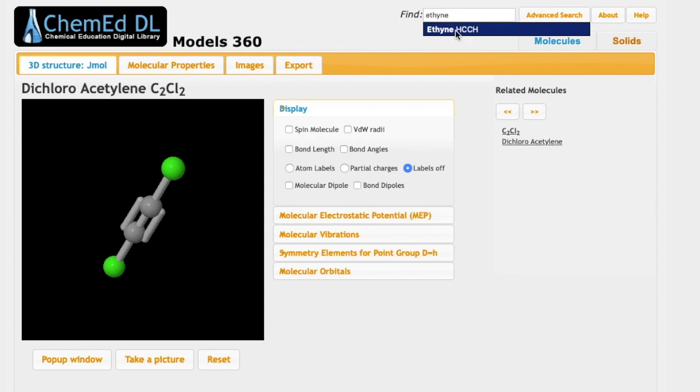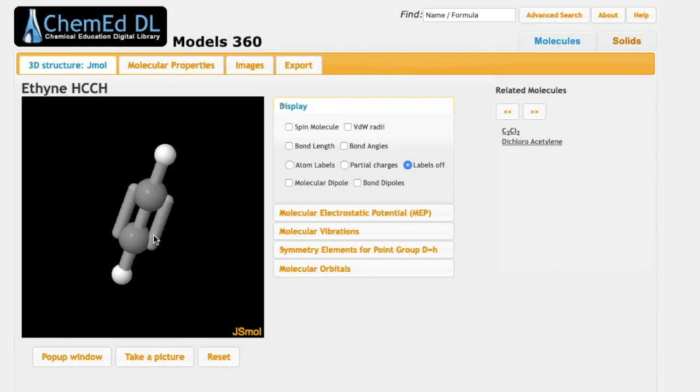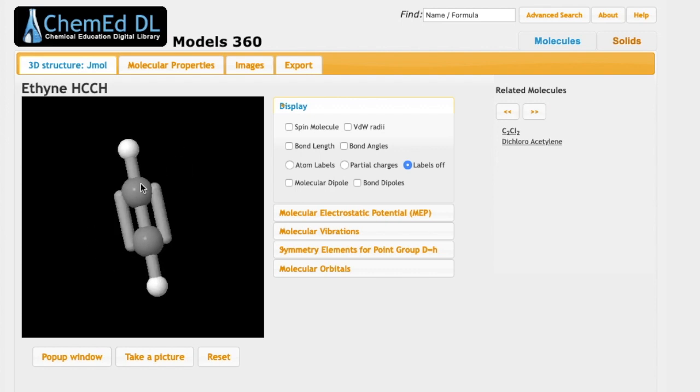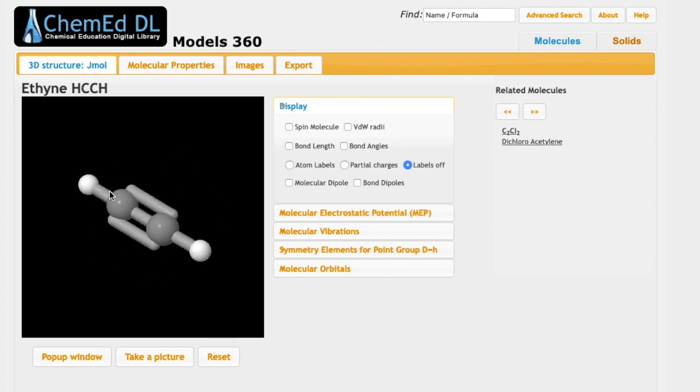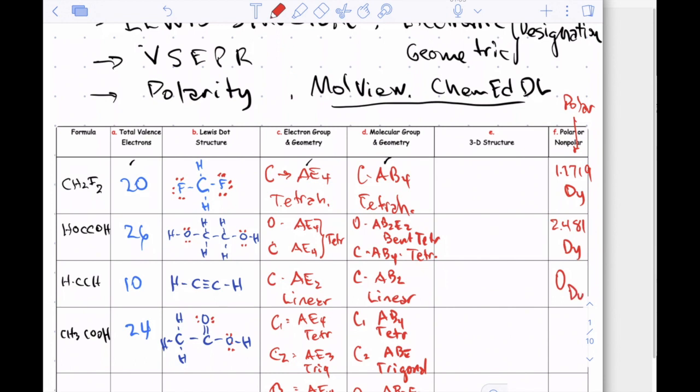Oh, here it is. It's better known as ethine. Here it is right here. Okay, it's linear. And let's look at the dipole. It's got 0 dipole, as expected. So we're going to put here 0 debye. This is nonpolar. And finally, we're going to do acetic acid.